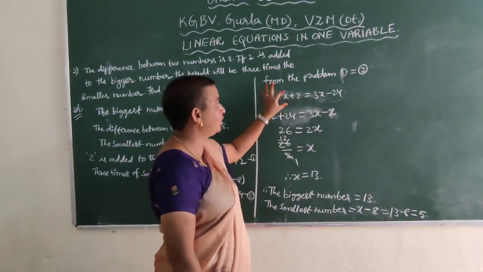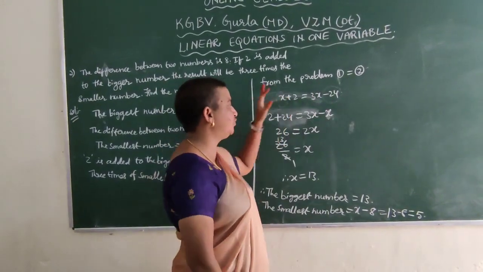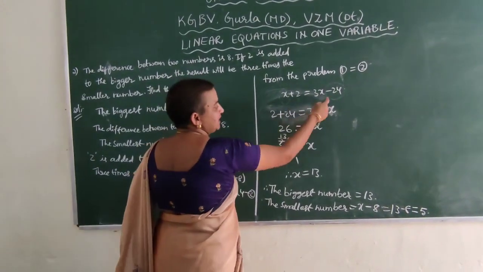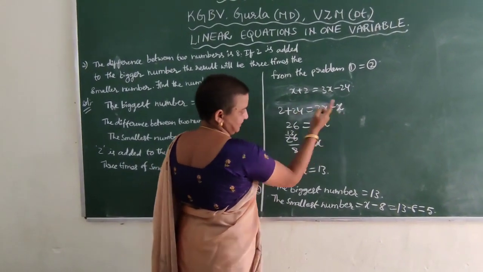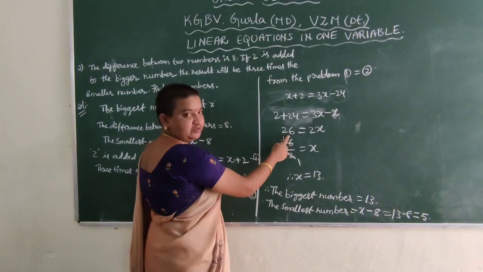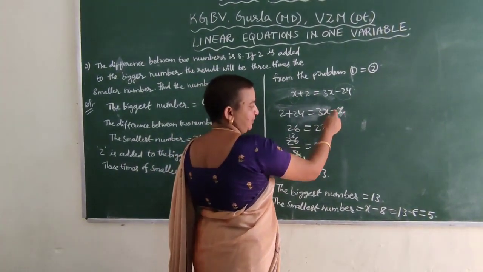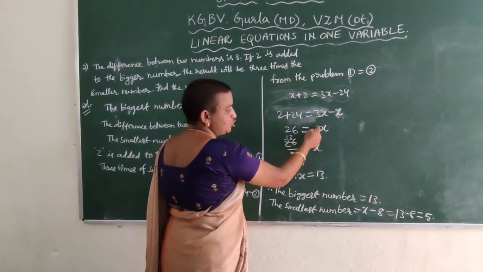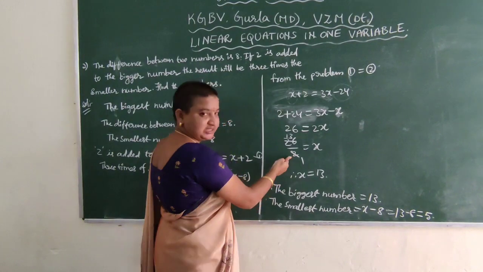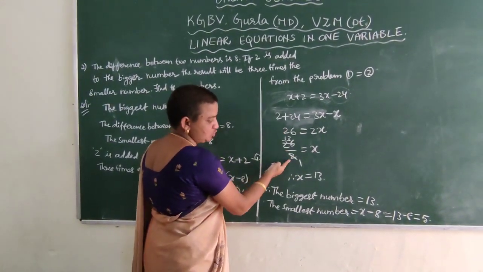We can transpose x to RHS and minus 24 to LHS. 2 plus 24 is equal to 3x minus x. So 2 plus 24, 26, equals 3 apples minus 1 apple, which gives 2 apples, meaning 2x. Here 2 multiplies, so if we transpose it, it can divide. So x is equal to 26 by 2, that means 13.